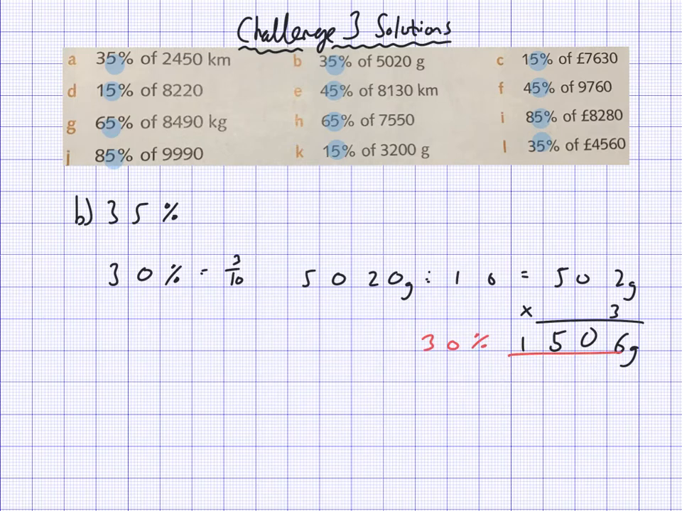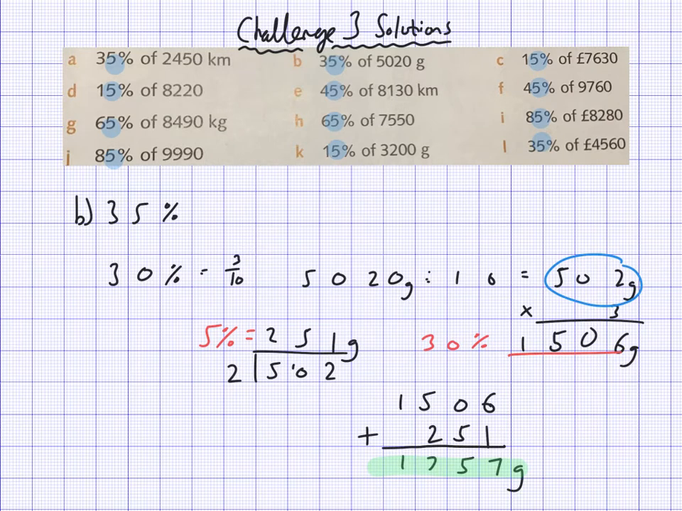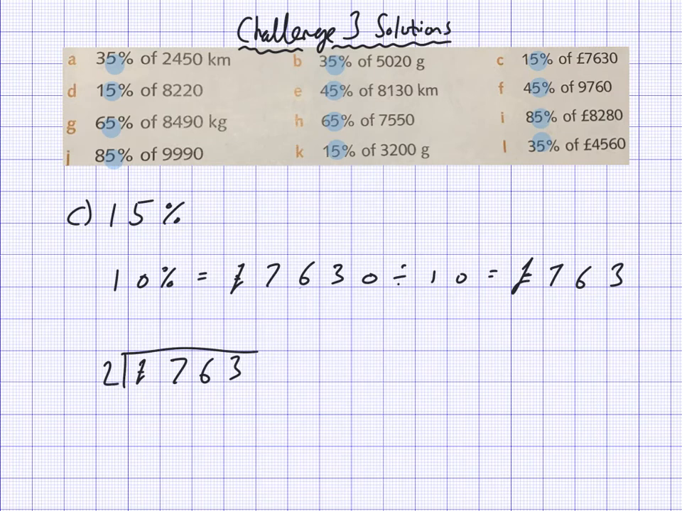Now I've just got to find the 5%, and I'm going to do that by taking the 10% and dividing it by 2. So 502 was 10%. I'm going to divide that by 2, which gets me 251 grams. So the 5% is 251 grams, and I'm going to add that to the 30% now. When I got those both together, the 251, the 5% plus the 30% here, gave me 1,757 grams.